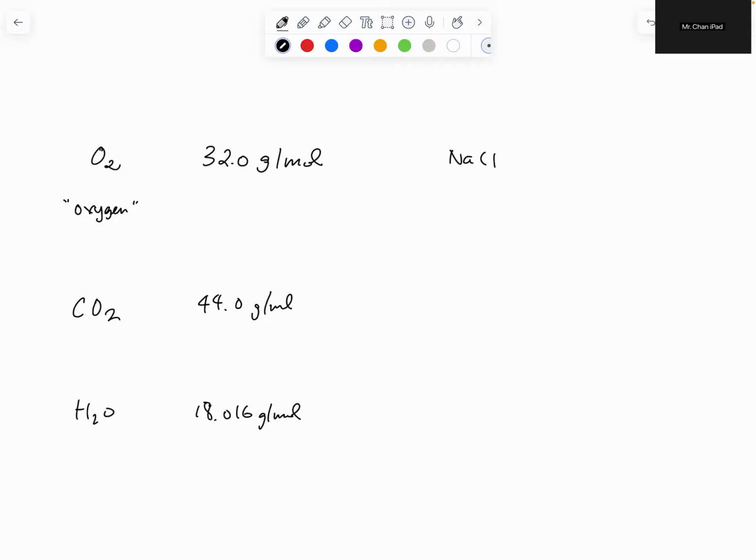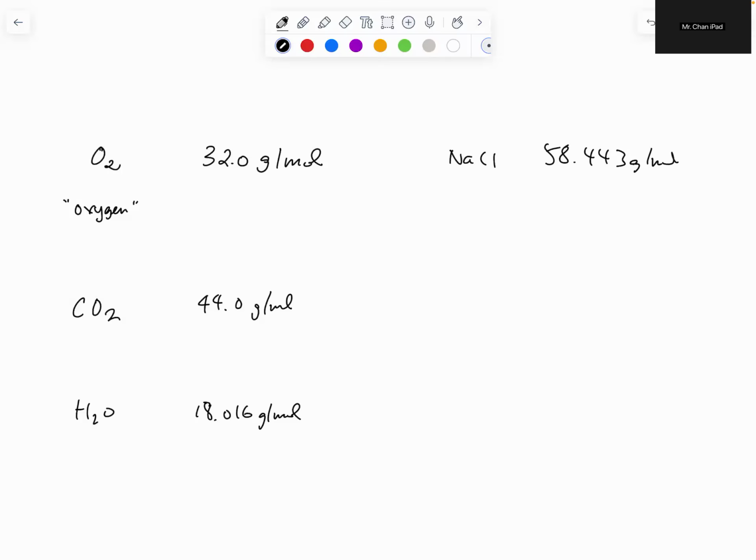Table salt, sodium chloride. Molar mass of NaCl. 58.443 grams per mole. All right, wonderful. Very good.